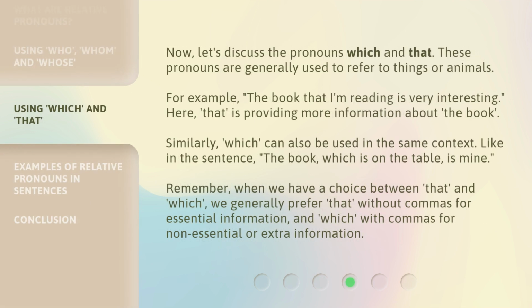Now, let's discuss the pronouns which and that. These pronouns are generally used to refer to things or animals. For example, the book that I'm reading is very interesting. Here, that is providing more information about the book. Similarly, which can also be used in the same context. Like in the sentence, "The book, which is on the table, is mine."